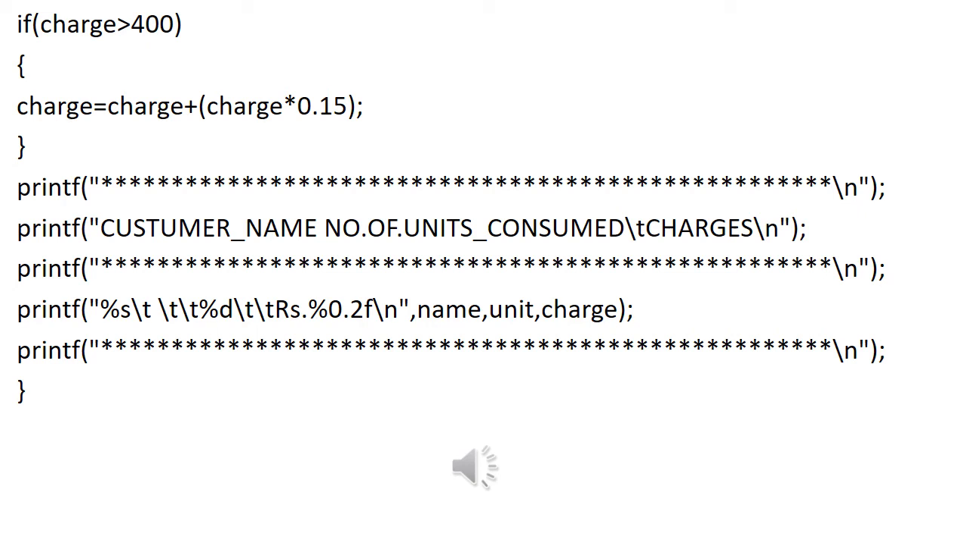15% means 15 divided by 100, that is 0.15. So either you can write charge into 15 divided by 100 or charge into 0.15. That will give me the 15% of the charge amount. That one I'll have to add to the actual charges. That is the surcharge I am adding to the actual computed charge. That is applicable only if the charge is greater than 400.